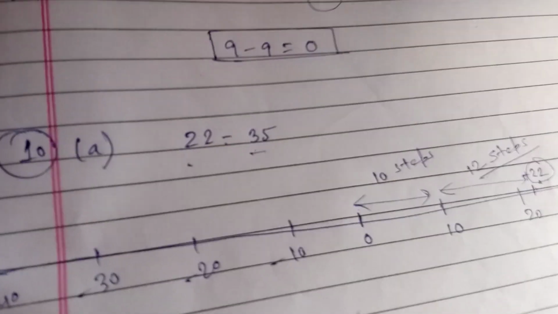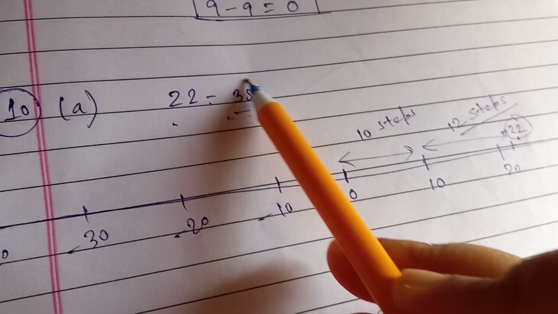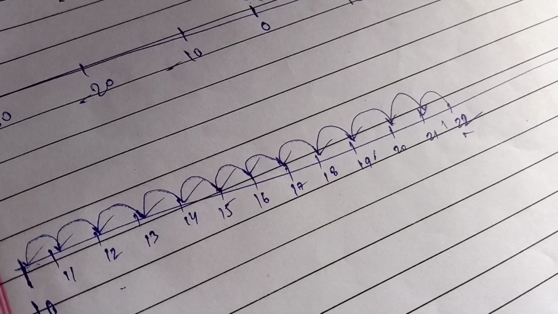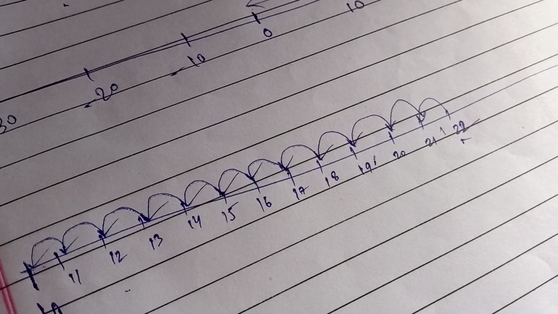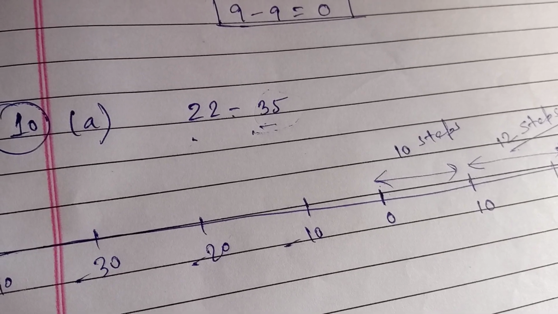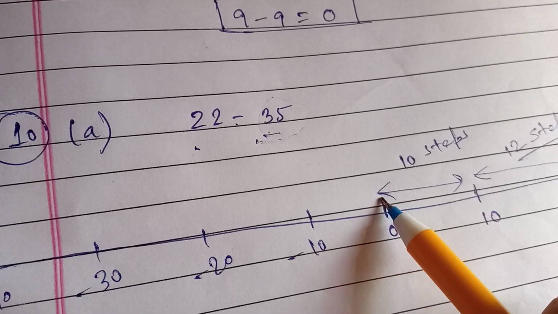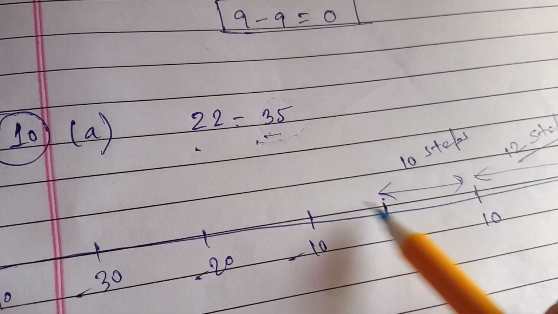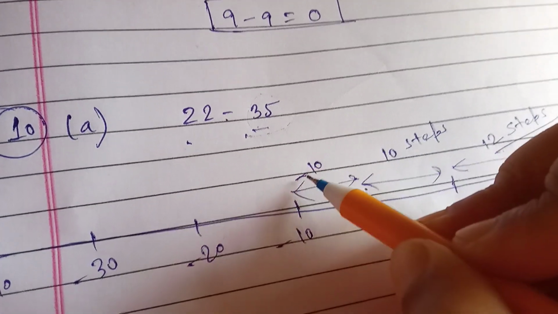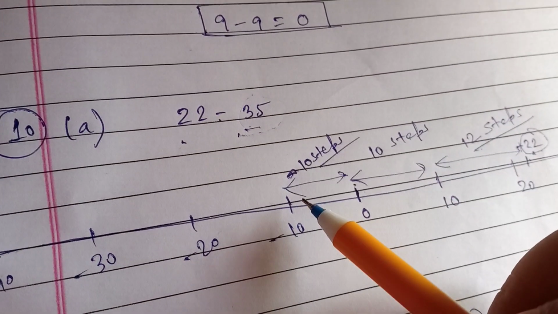So now how many extra steps do you have to take? We have to cover 35 steps. So 35 minus 22 will be 13. So 13 more steps are required to reach that number. Okay, so up to this point we have taken 22 steps. From 0 to 10, there are 10 steps, and from 0 to minus 10, there are also 10 steps. Okay, now you have to take 3 more steps.